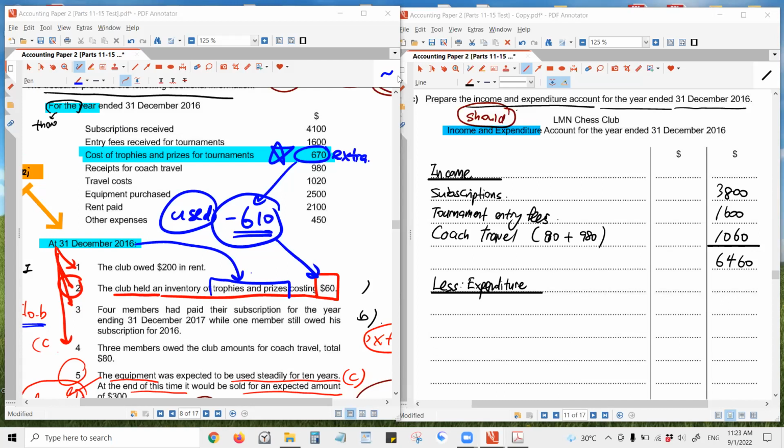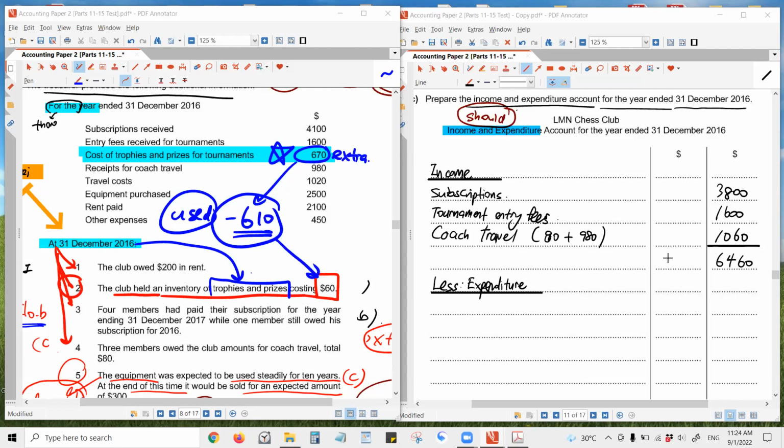Minus it for what? Okay, so I'm trying to explain why this is not income. Because it's not an income. It's something that you buy to give to the winners of the competition. Okay, it's not an income. Later I will tell you how to deal with this thing in the expenditure section. It's an expense.